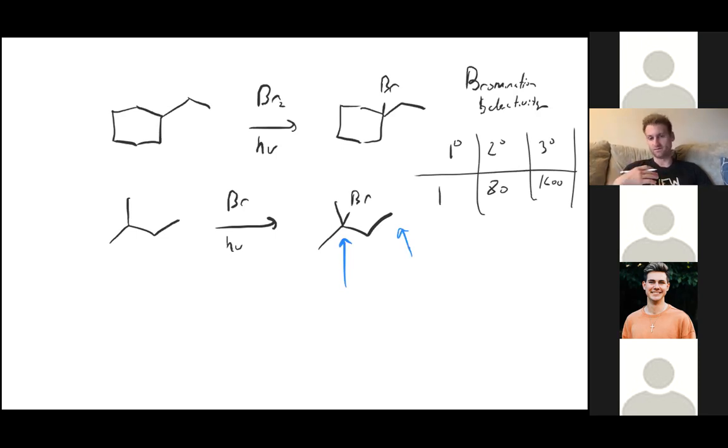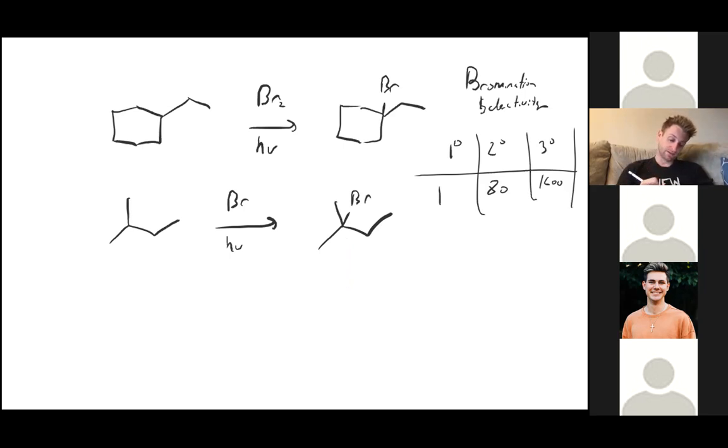Because of that, we don't even bother to do any sort of math with these. We just always assume it's going to form the tertiary position. It's almost impossible for it to form anywhere else. Chlorinations, on the other hand, are dramatically less selective. Chlorine is a much smaller molecule, which means it's a lot more reactive. That Cl radical has a harder time holding the radical, and it's just going to react with pretty much anything it can.